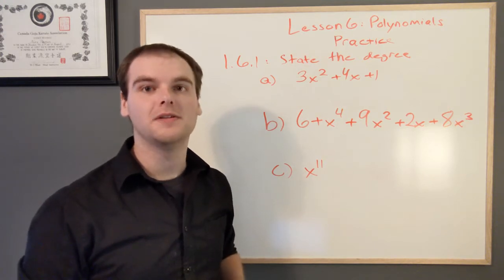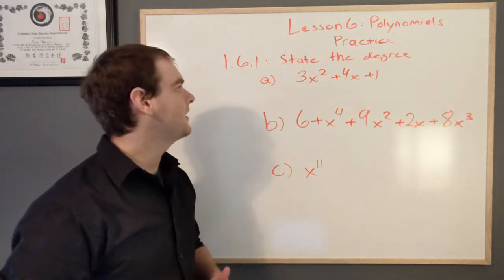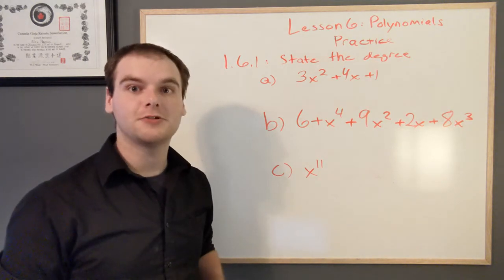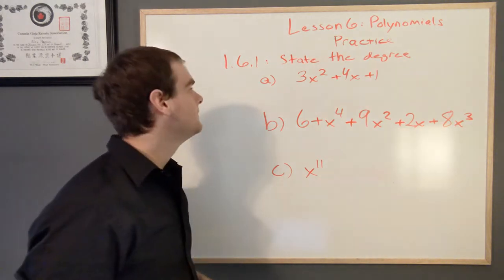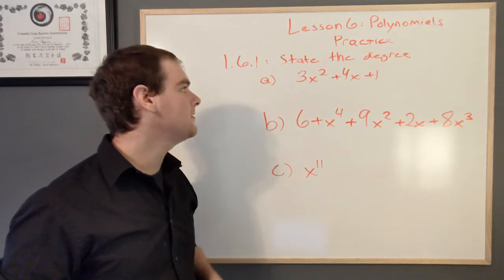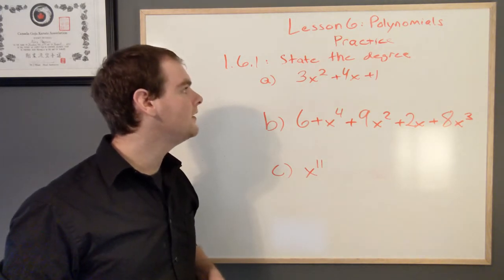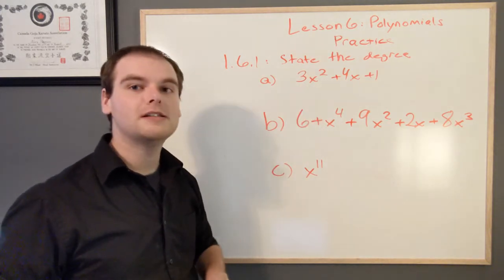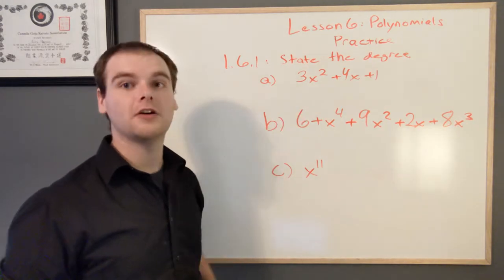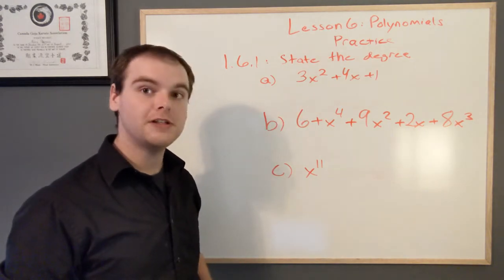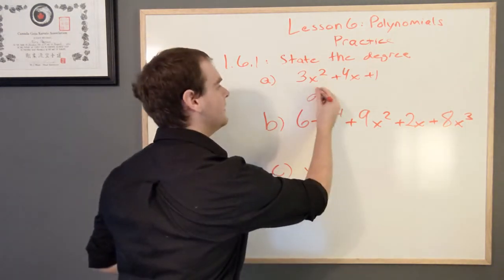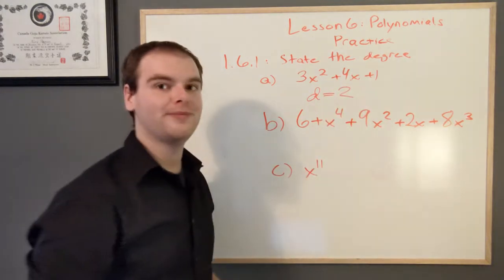In the first question, I'm just asking you to state the degree of each of these three polynomials. In this first one, we have 3x squared plus 4x plus 1. X squared is the highest exponent we have with a non-zero coefficient, so the degree of this guy is 2.